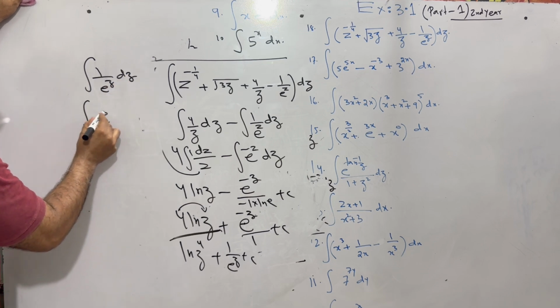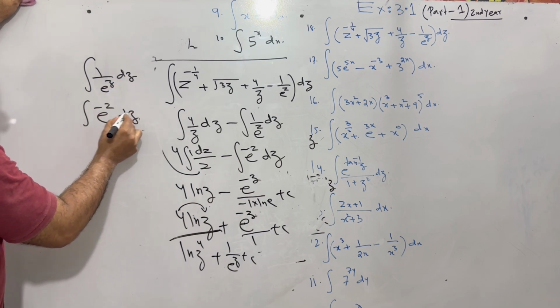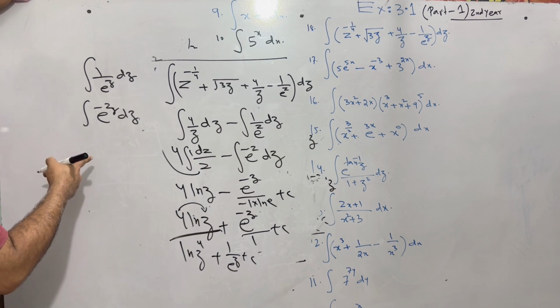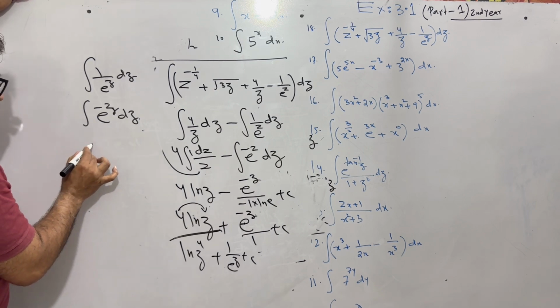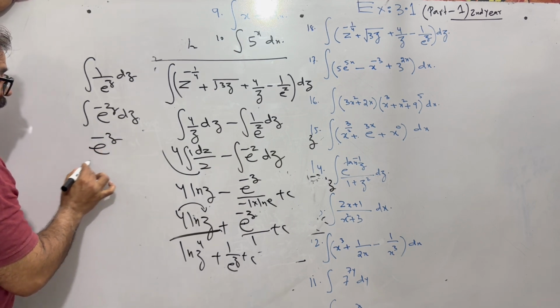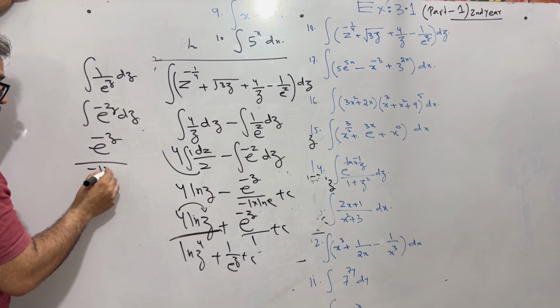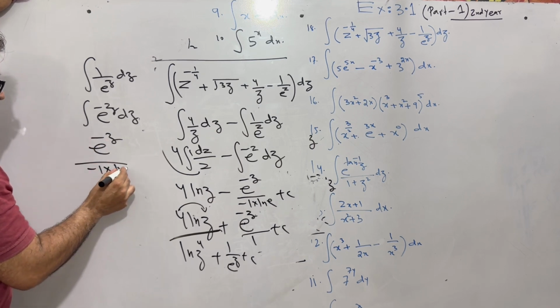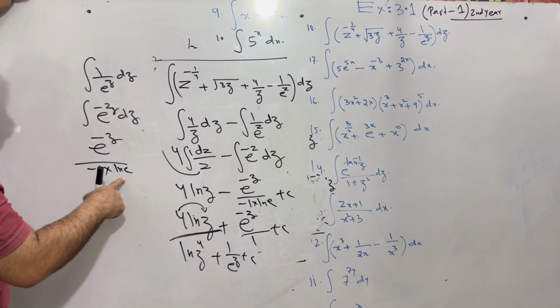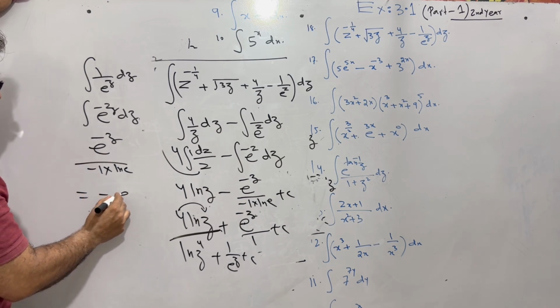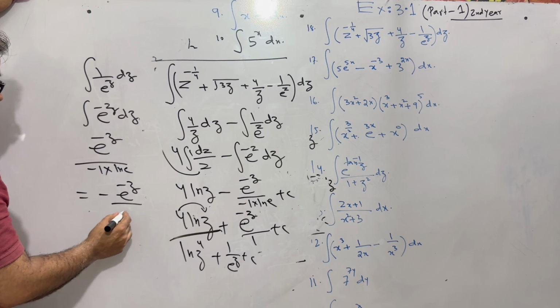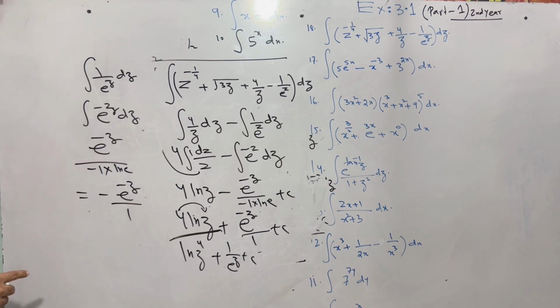I can write this as e power minus z dz. Keeping its differentiation technique in mind, its integration is the same. Divide by the derivative of the power, which is minus 1, and write the base with ln. There's no problem in that. ln e is 1, so it is minus e raised minus z over 1. That's our integration in that case.